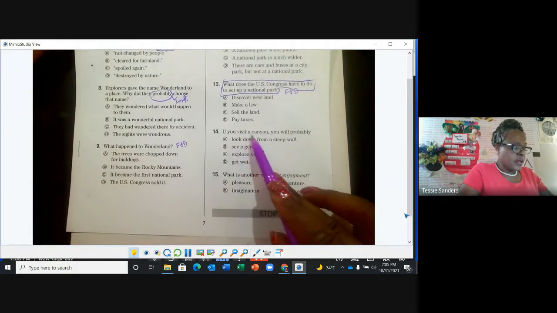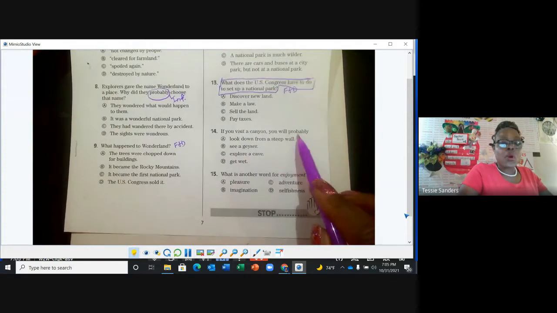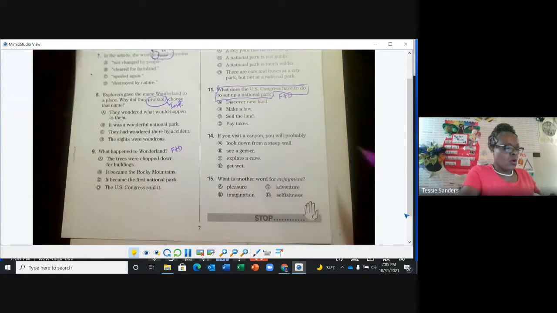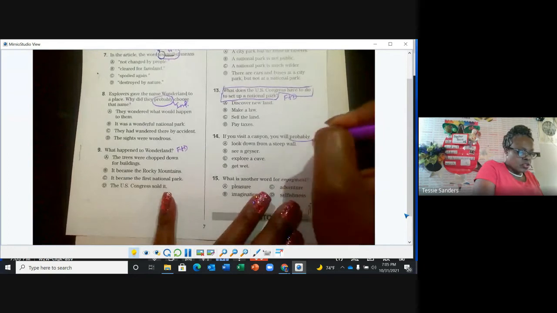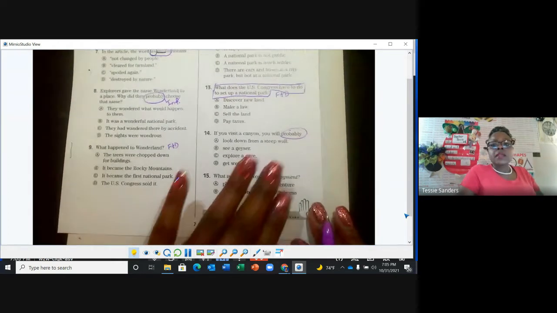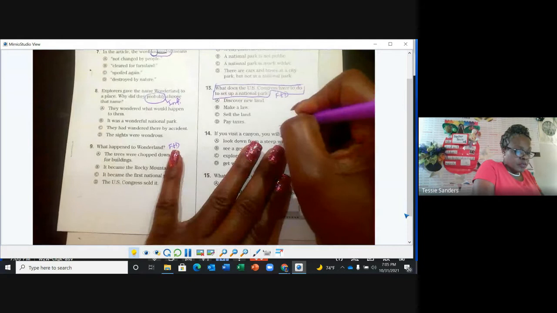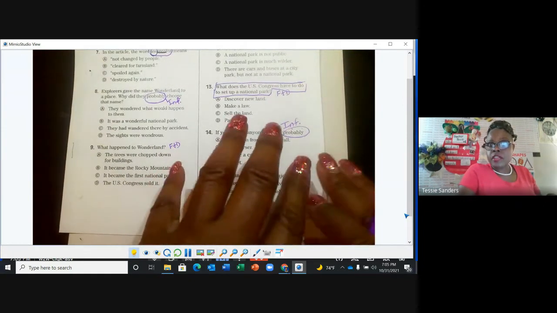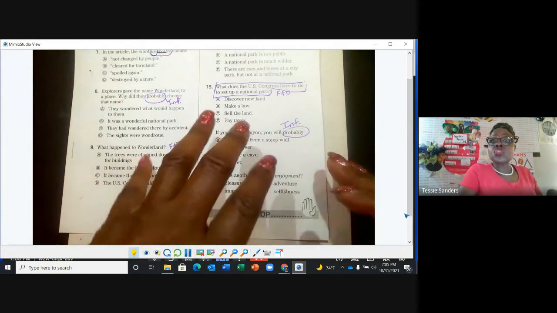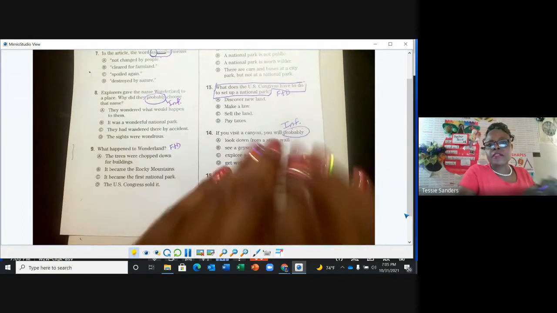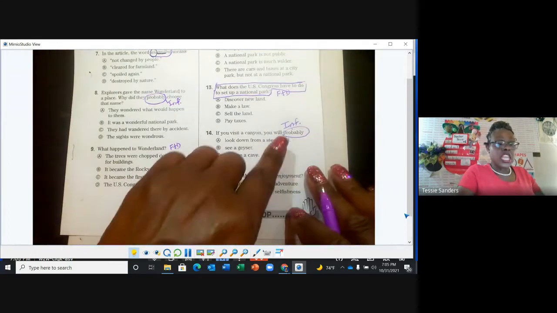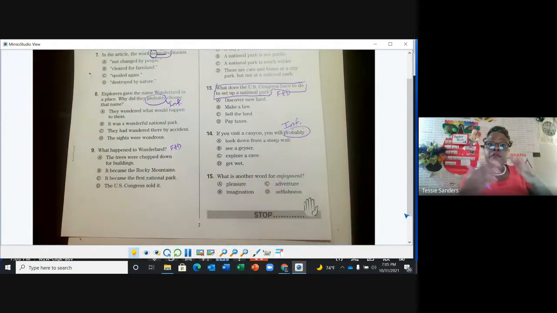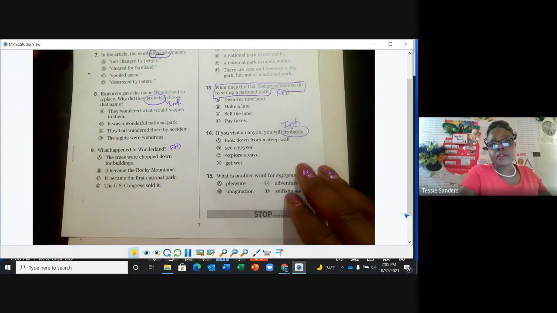If you visit a canyon, you will probably... I'm going to love this story. I think you will too, in my opinion. It has a lot of inference practice. Here in the state of Texas, students struggle. This is one of the concepts that students struggle with, inferencing. Remember, an inference is a guess. It's a logical guess based upon the information from the text.